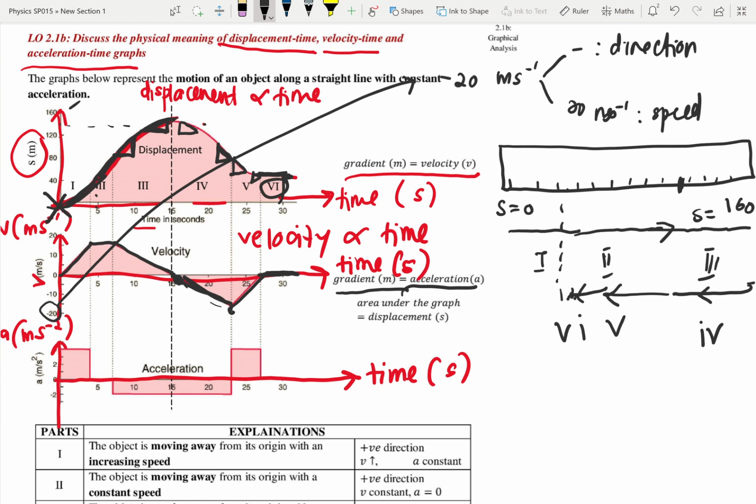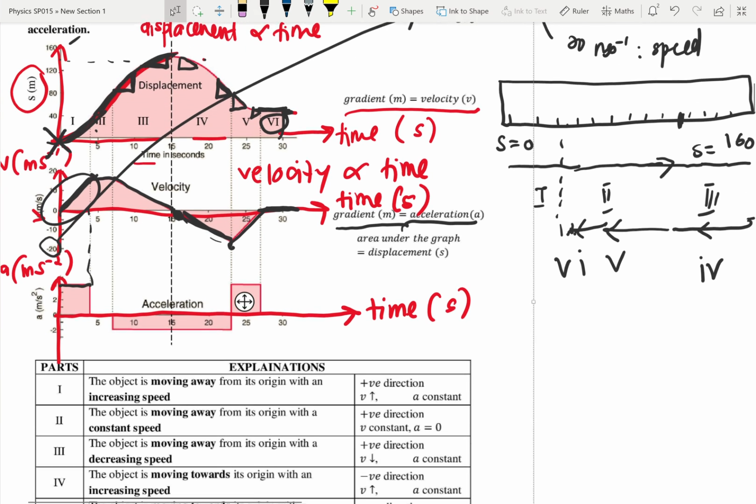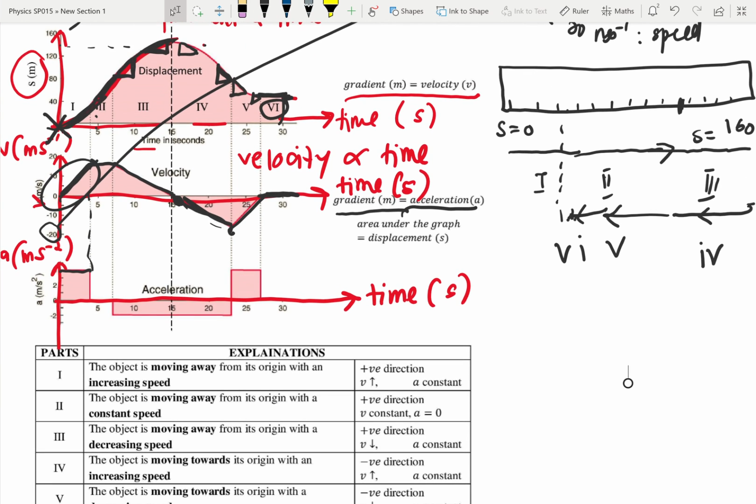So how can you determine the acceleration? Of course, it is from the gradient of the velocity against time graph. The gradient is always constant, so you can transfer to the graph of acceleration against time. Alright, and one more thing is the area under the graph. The area under the graph of velocity against time represents the displacement.